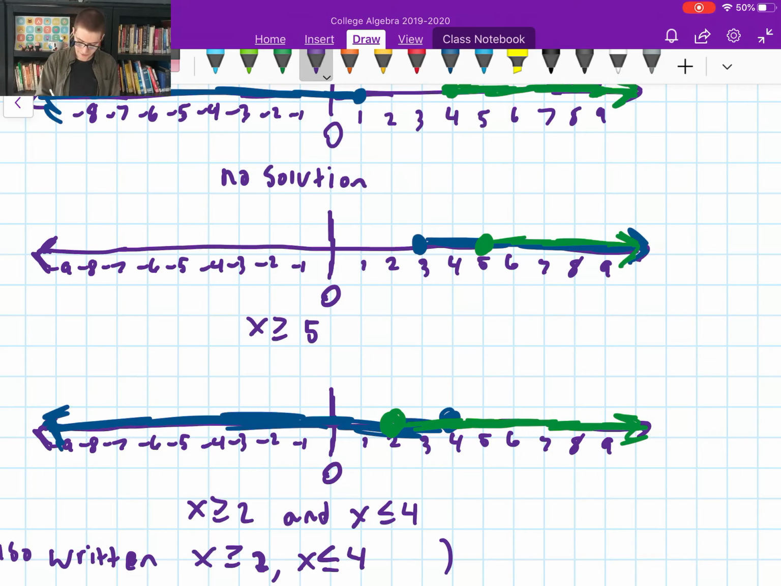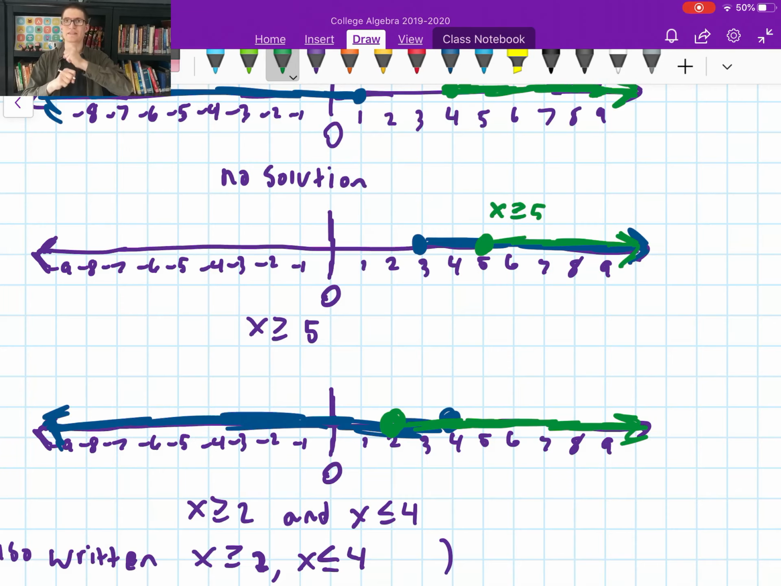So that's all the values where x is greater than or equal to 5. Because again, the green line is inside the blue line. Anywhere that I have a green line, I will also have the blue line, so they always overlap wherever the green line is. So our solution is just x is greater than or equal to 5.